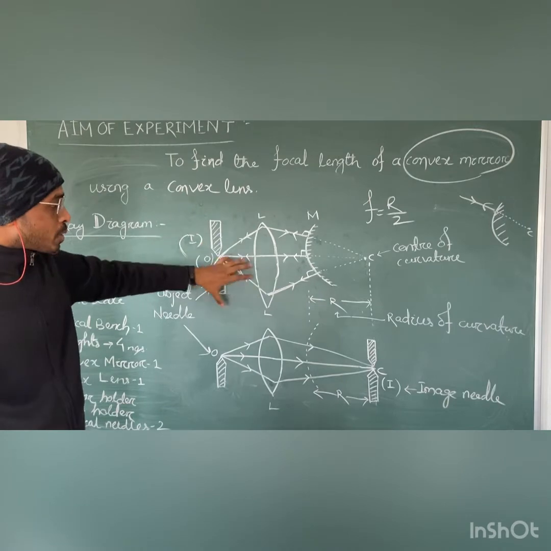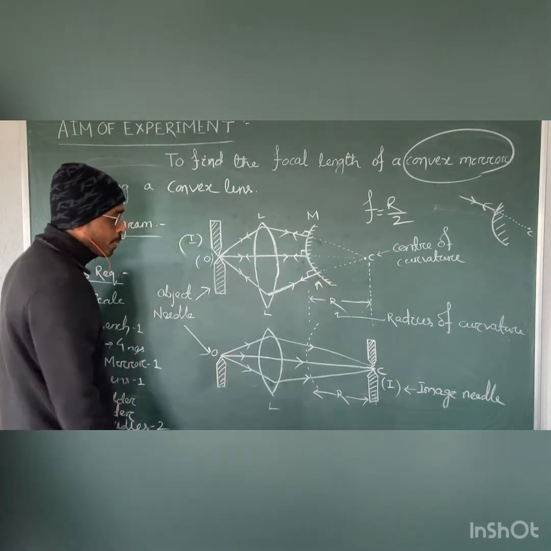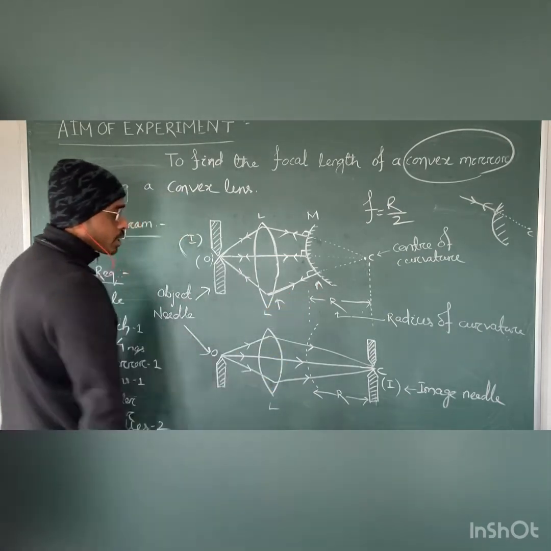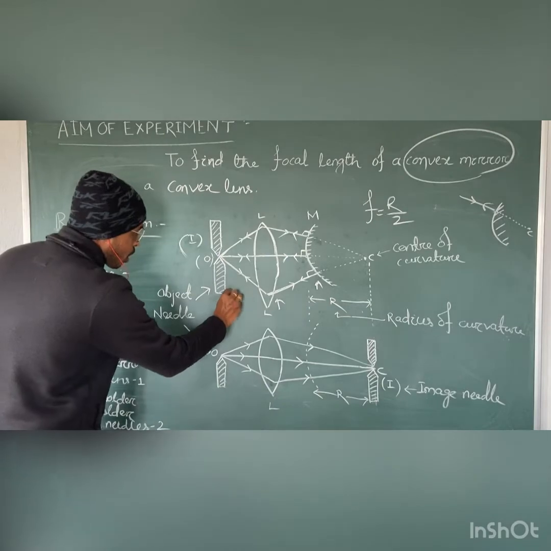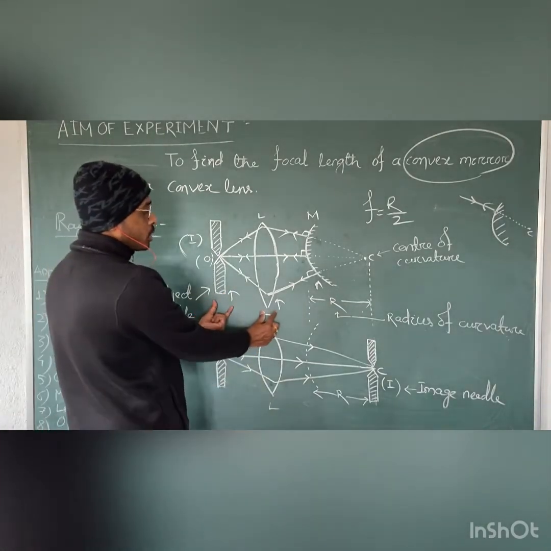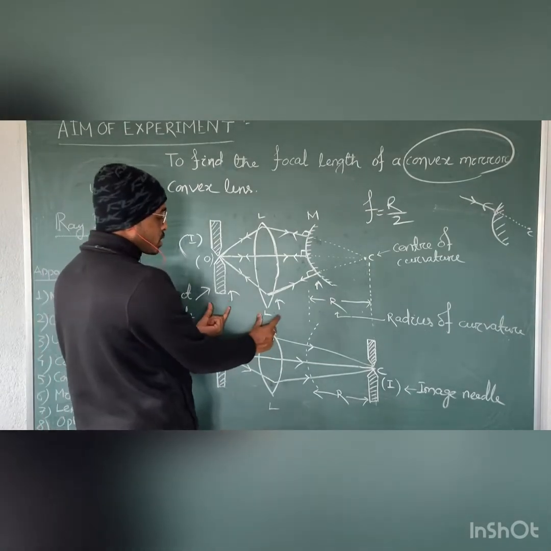ठीक है, so from here what you get, इमेज का पोजीशन हमको पता चल गया, मतलब मिरर का पोजीशन हमको पता चल गया, लेंस का पोजीशन भी हमको पता चल गया एंड ऑब्जेक्ट का पोजीशन को भी हमने पता कर लिया. So now keeping these two positions of the object needle and the lens constant.